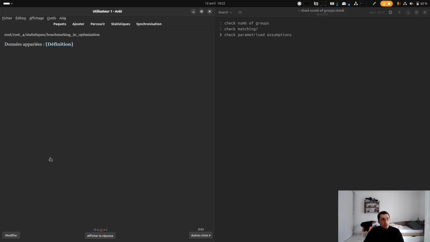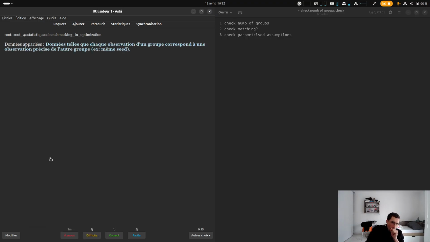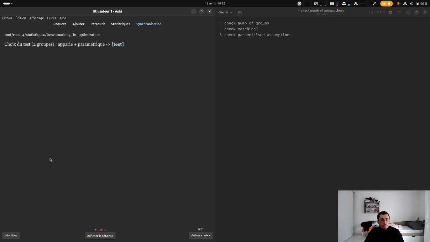So productive. Anyway, so what are matched data? Data are matched when data from both groups share a characteristic, for example, the seed. So if you have matched and parametric data, then you need matched t-tests, paired t-tests. Yes, paired, matched. You get the idea. Non-parametric test.